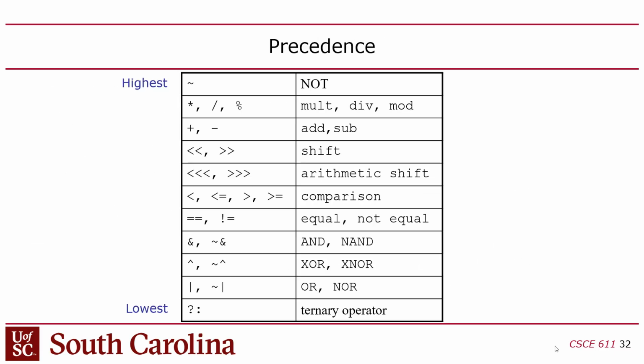Okay. So operators. This is pretty standard. This table has the common operators in Verilog and their precedence. This is the order of operations. Now, this is a little weird. There's a few things that are strange here.